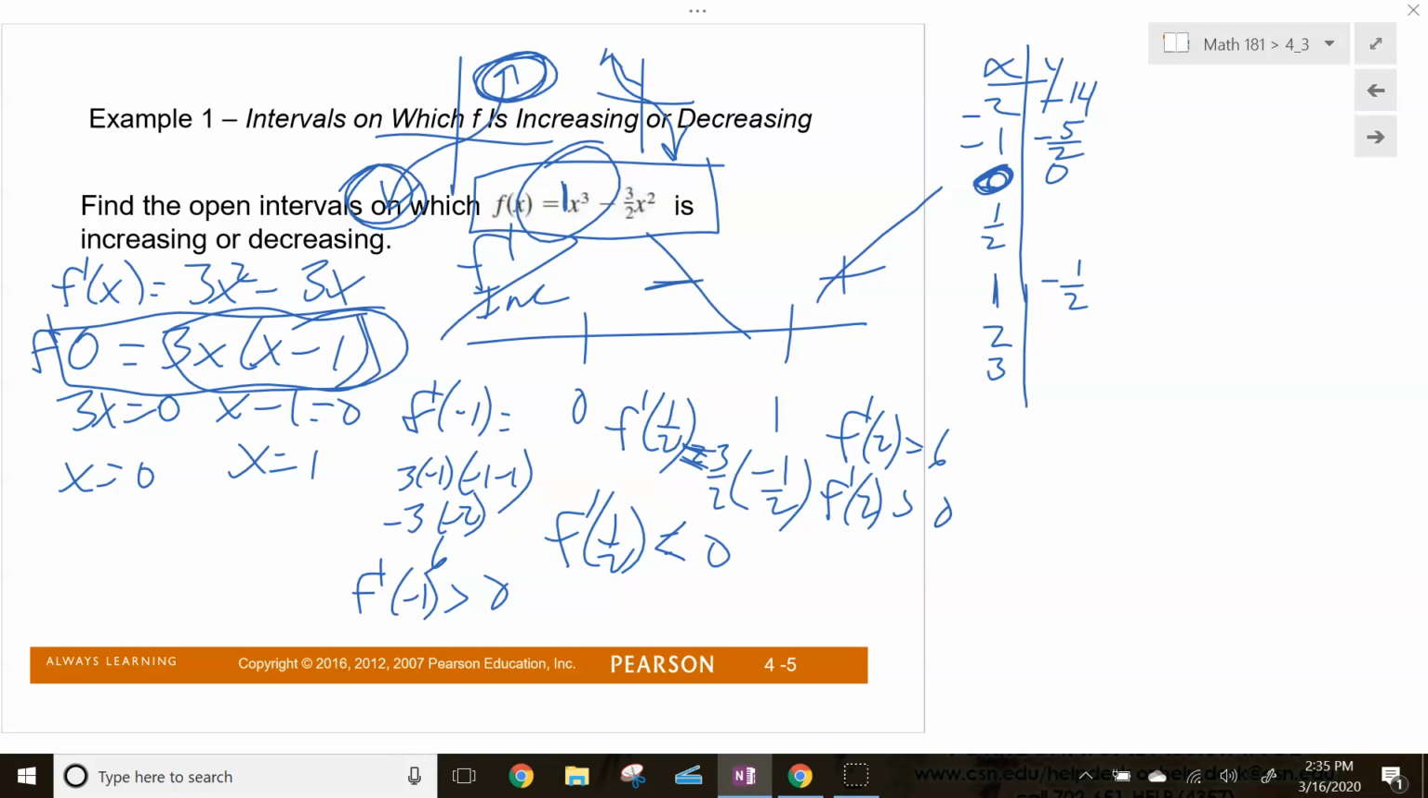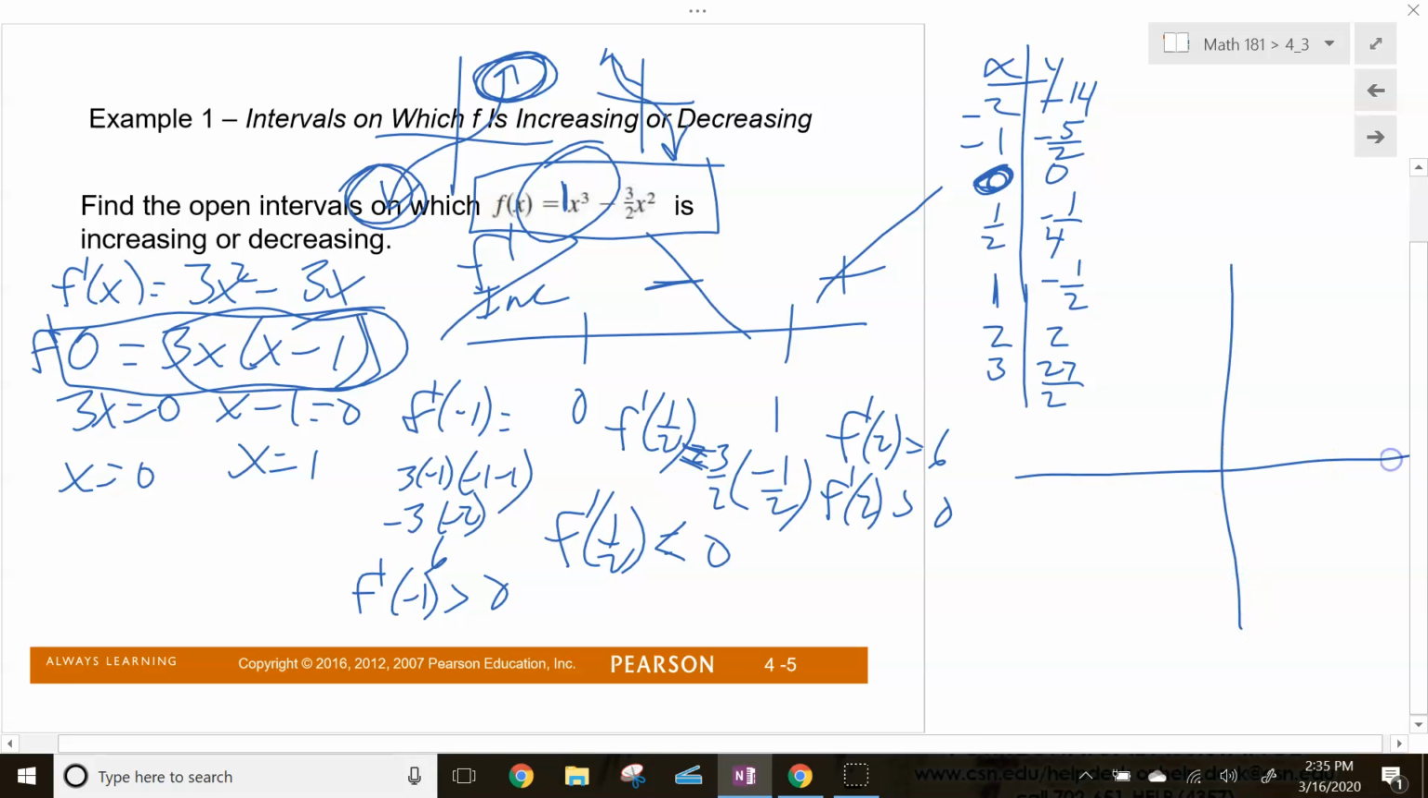Plug in a half cubed minus 3 halves times a half squared. You're going to get -1/4. Plug in the 2 and you got 8 minus 3 halves times 2 squared. So 8 minus 6, you got 2. Plug in the 3, you got 27 minus 27 halves, that's 27 halves, perfect. And so now we're starting to think about this graph here.